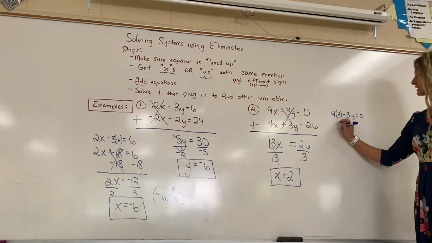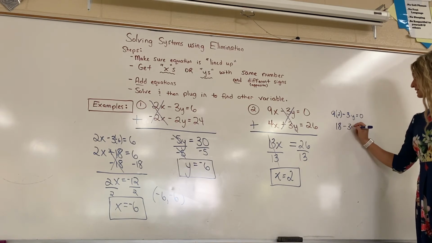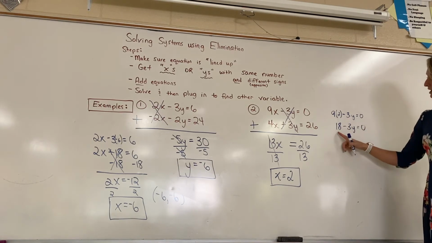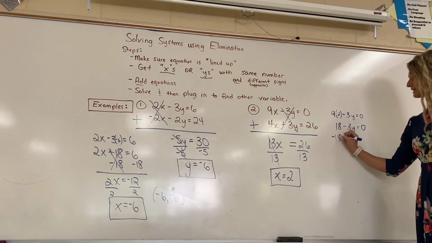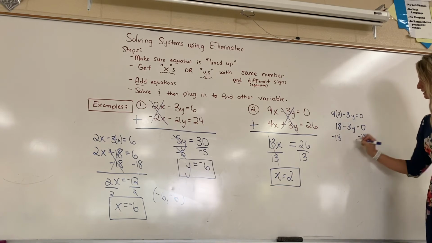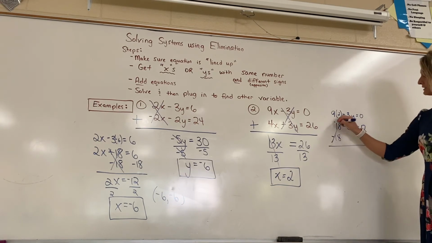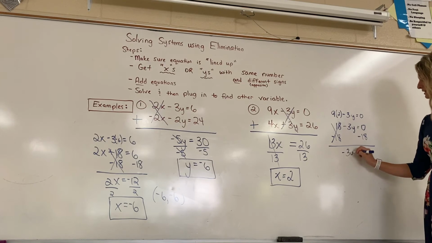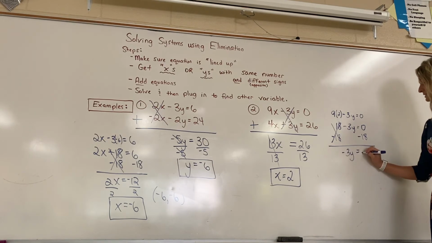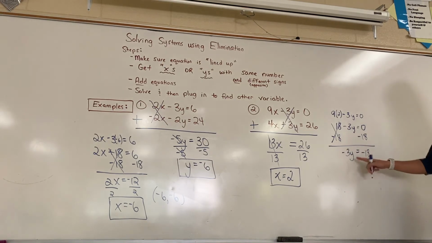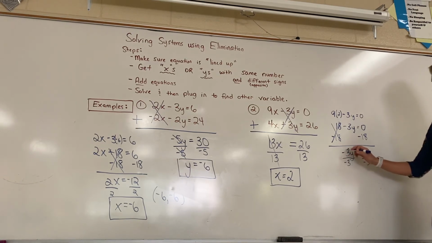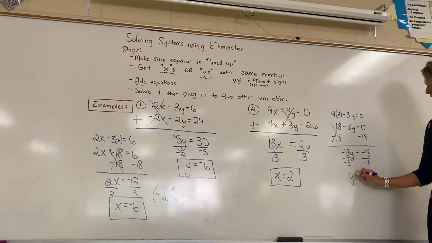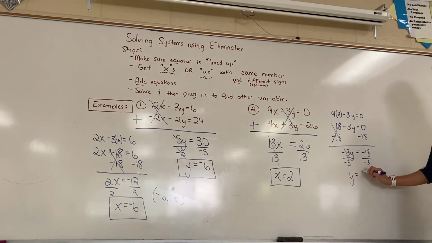So 9 times 2 is 18. And then I bring that down. I've got to get my constant to the other side. So I have to subtract 18 because it's a positive 18. So 18 minus 18 is 0. My negative 3y comes down. And then 0 minus 18 is negative 18. Then to solve for y, I'm multiplying by negative 3, so I've got to divide by negative 3. Those go away. And y equals negative 18 over negative 3, which is positive 6.